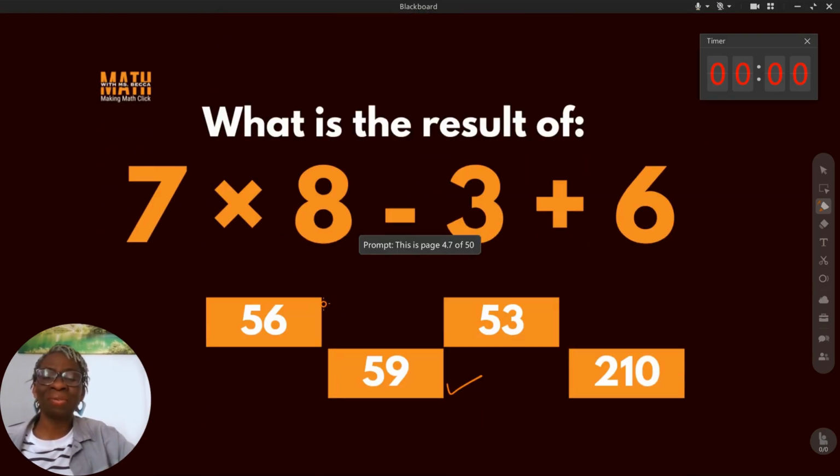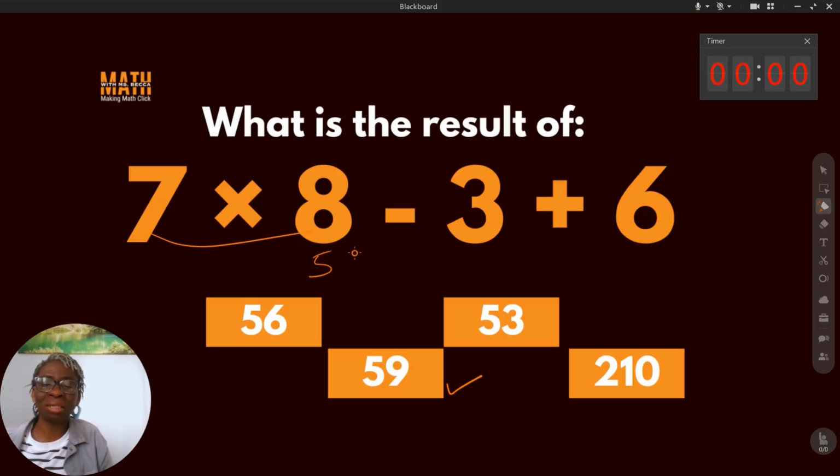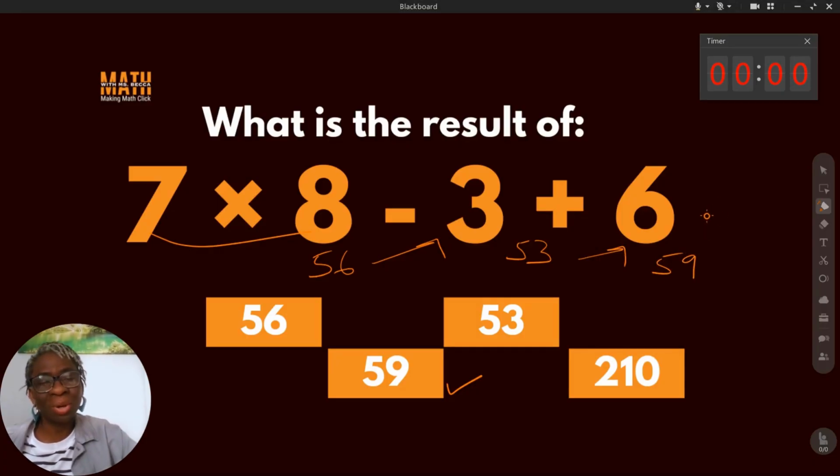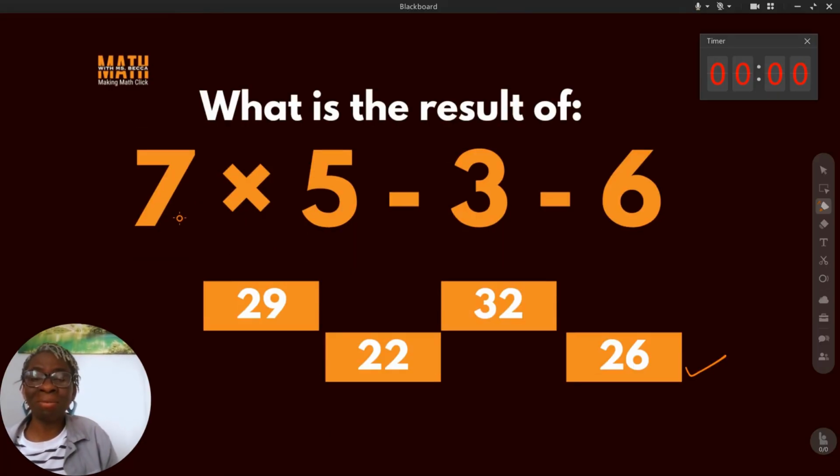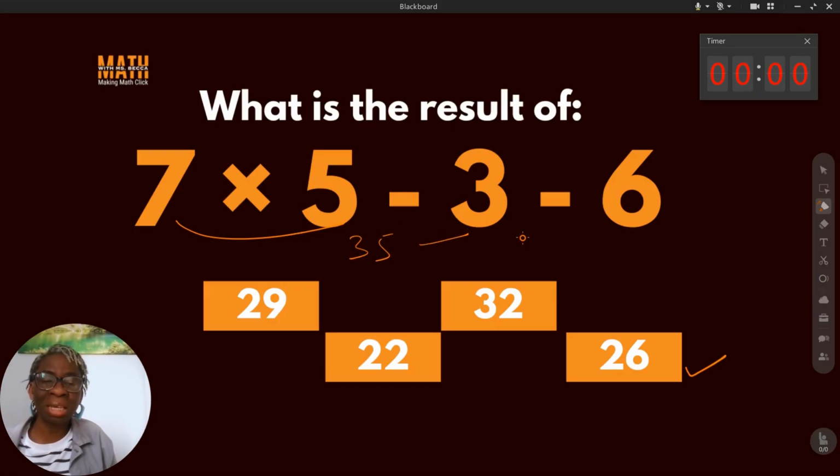And now to the fourth one, 7 times 8 is 56. 56 minus 3 gives 53. And then 53 plus 6 gives 59. And that is how we got 59. And to the last one, 7 times 7 gives 35. 35 minus 3 gives 32, and then 32 minus 6 gives 26.